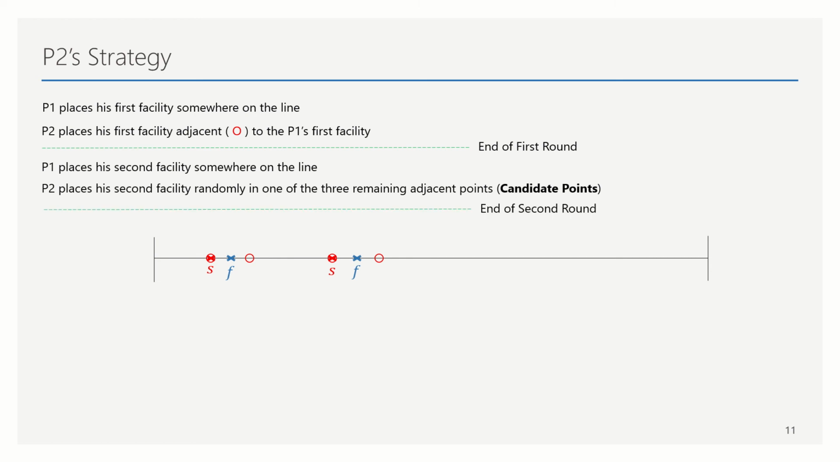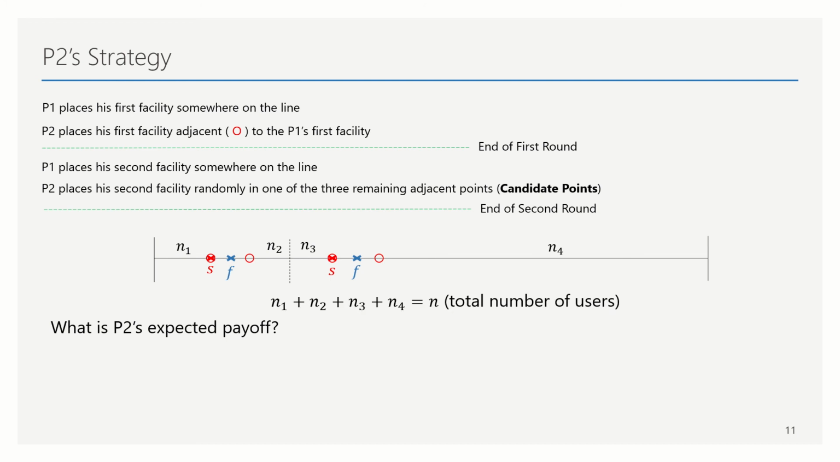What is P2's expected payoff? As those four specified red circles cover the whole of the segment, the sum of n1 to n4 is equal to the total number of users. And we can show that P2's expected payoff is at least 1/3 of n.